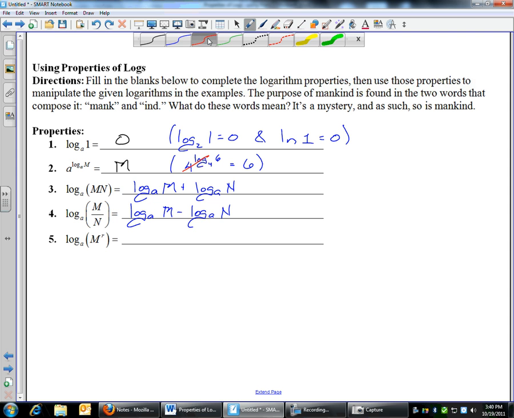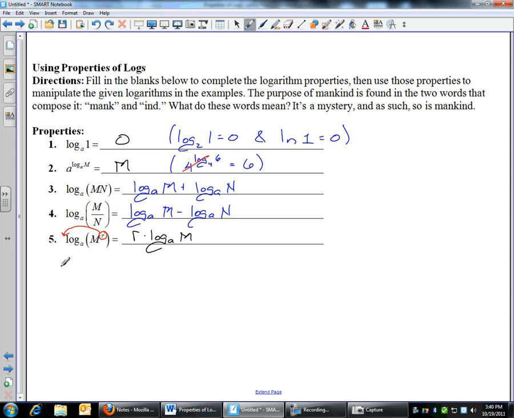And then the last one, if you have an exponent on this little thing inside the log, then you can actually grab that exponent and you can bring it down front as a coefficient. You can move it down there. So this is going to be the exact same thing as r times log base a of m. So those are your properties of logs.